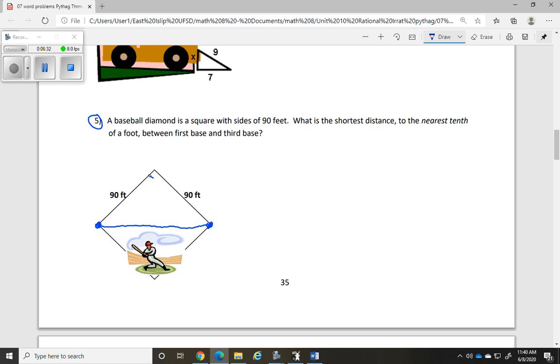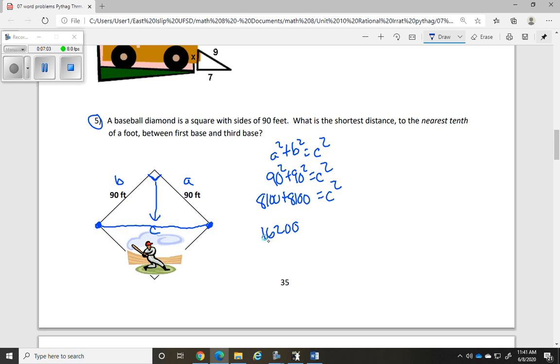Since this is a square, there's a right angle here, and that shortest distance is across from a right angle, which really means it's the hypotenuse, it's C. I know the legs, A and B. So a squared plus b squared equals c squared. So 90 squared plus 90 squared equals c squared. This is 8100 plus 8100 equals c squared. This turns out to be 16,200 is what c squared is.